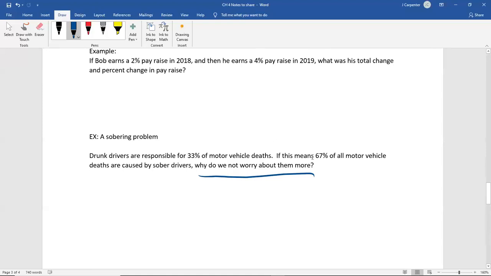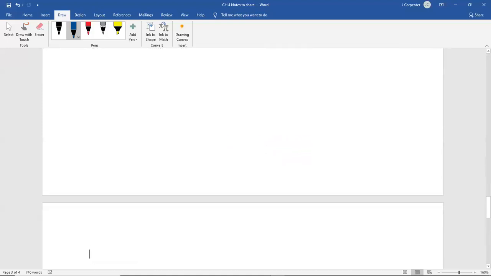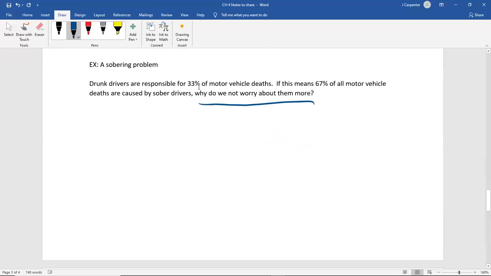So again, the point of this question after all that rambling is, why are we not putting more energy? Why do we have so much MADD and sober checkpoints and all this other stuff? There's a lot more energy focused on these people that are causing half as many deaths.